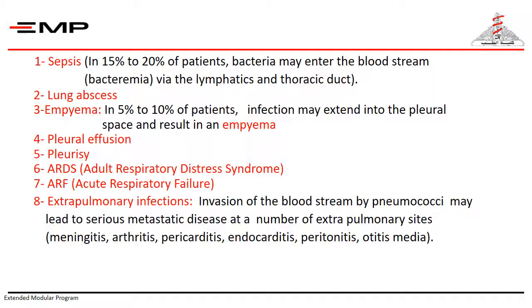There may be pleural effusion, pleurisy, ARDS, adult respiratory distress syndrome, acute respiratory failure, and there may also be spread of infection to extrapulmonary areas with the development of extrapulmonary infections. With the invasion of the bloodstream by pneumococci, this may lead to serious metastatic disease at a number of extrapulmonary sites, so it may cause meningitis, arthritis, pericarditis, endocarditis, peritonitis, and otitis media.